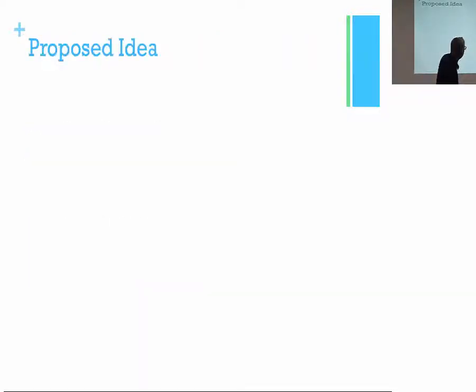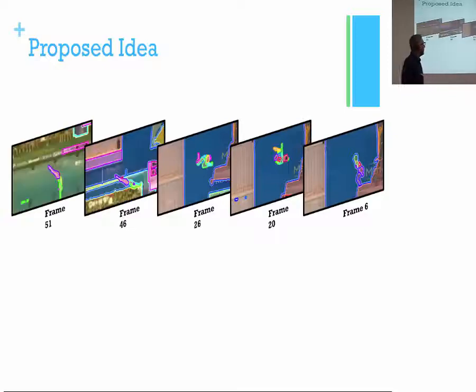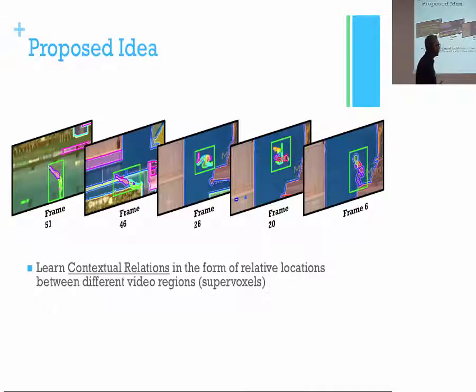To address that problem, we propose this idea. So let's say we have this video, and I'm only showing the keyframes over here. We are also given the ground truth. We try to learn the contextual relations in our training set. So we want to identify if there's any context present between different regions in a video.